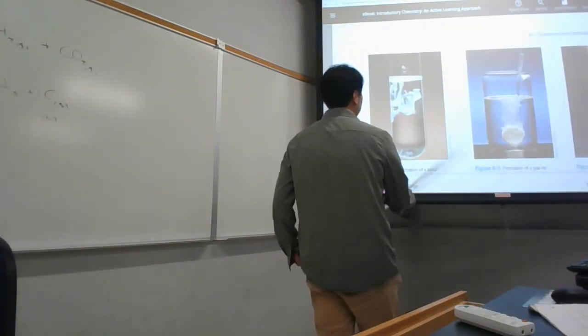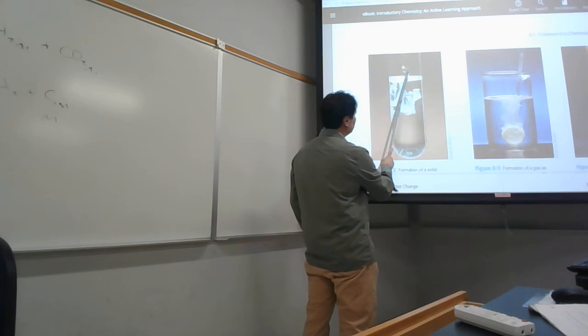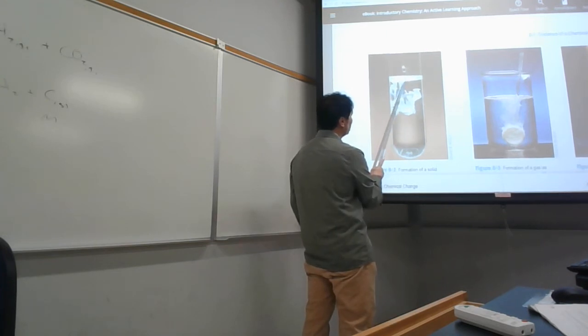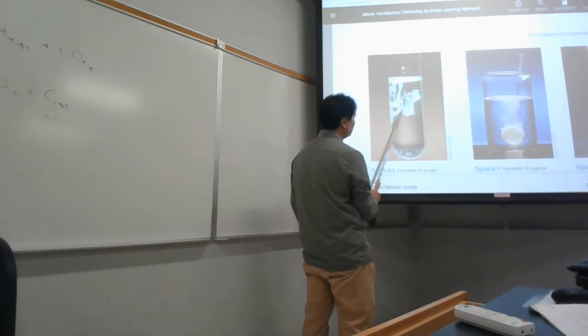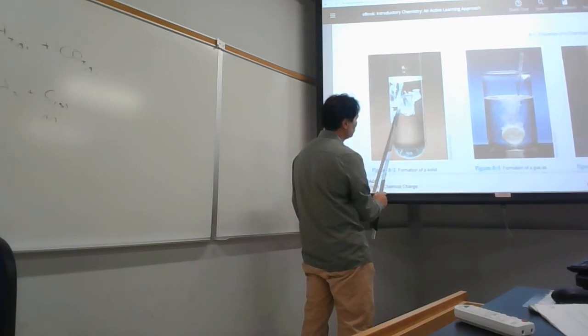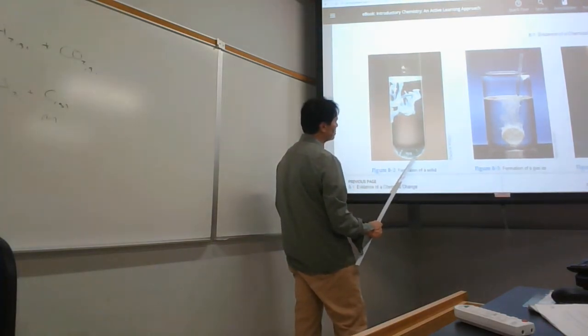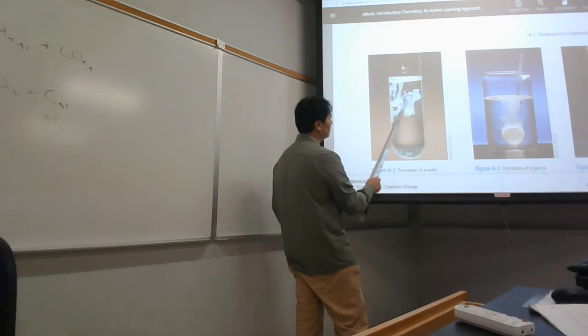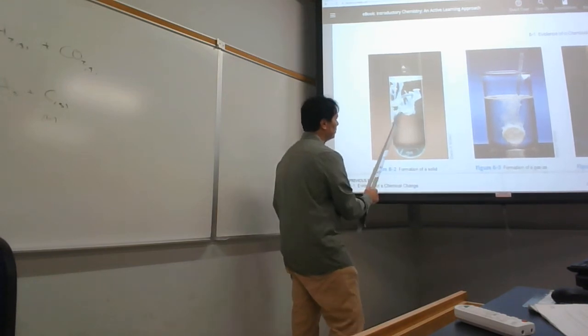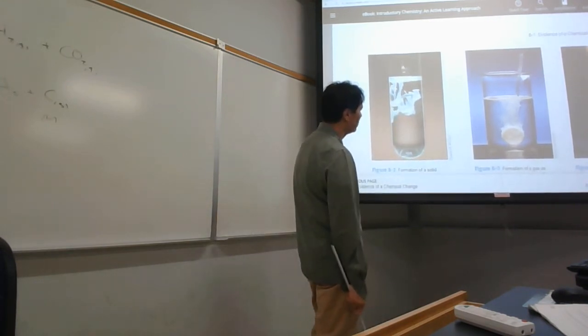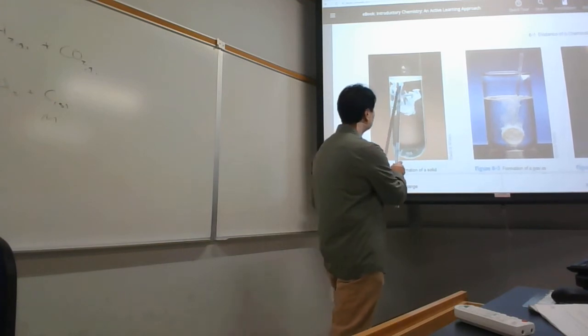This is precipitation, formation of a solid. So we take two liquids, mix them together, and we get this cloudy, white precipitate. A cloudy white precipitate consists of tiny, tiny white crystals, and these really small crystals will eventually settle down to the bottom of the test tube. But for now, they're suspended in the liquid here, and they'll float down. Okay. So this is a precipitation.